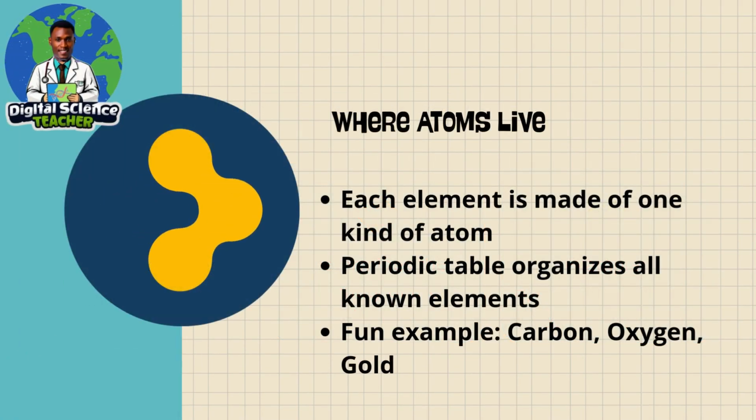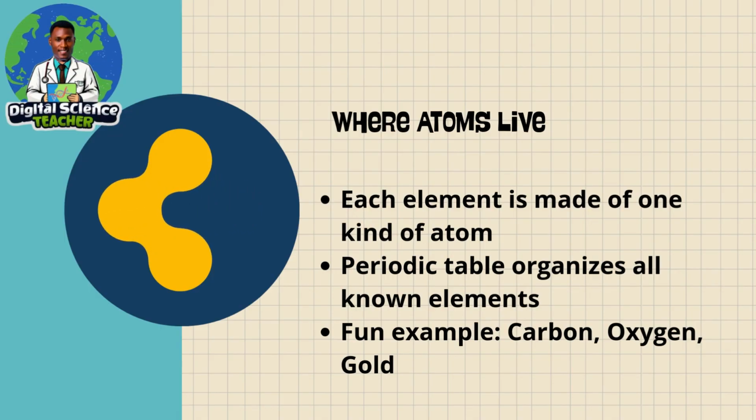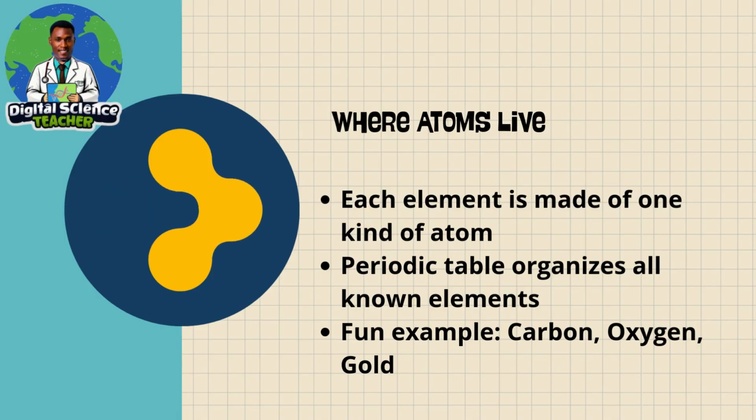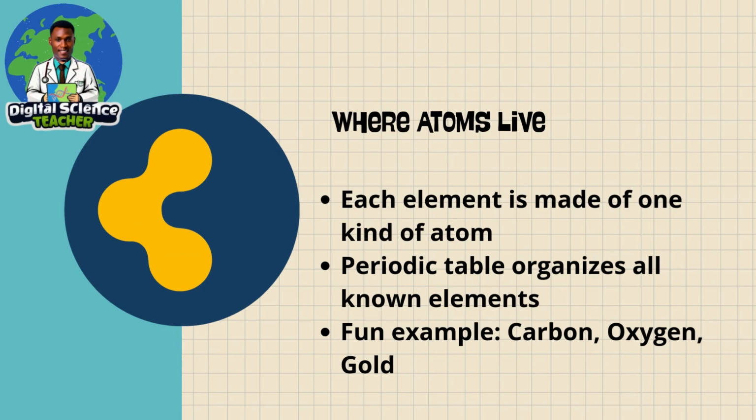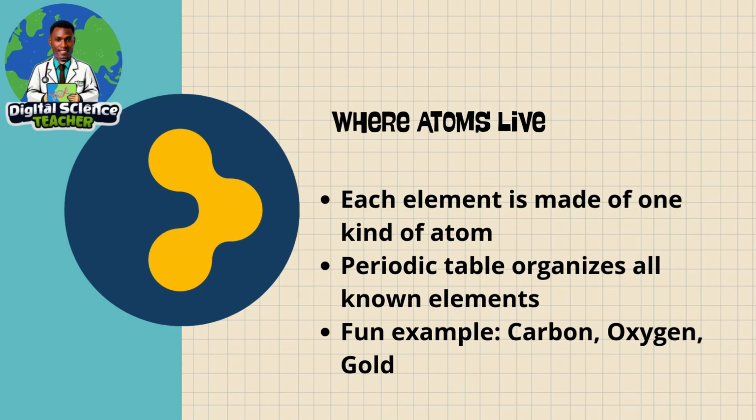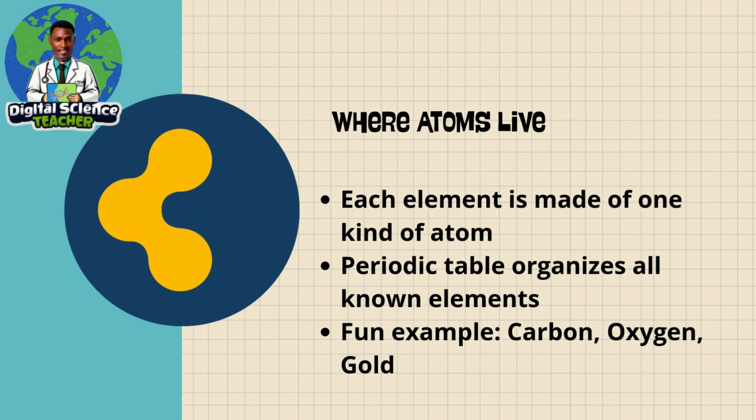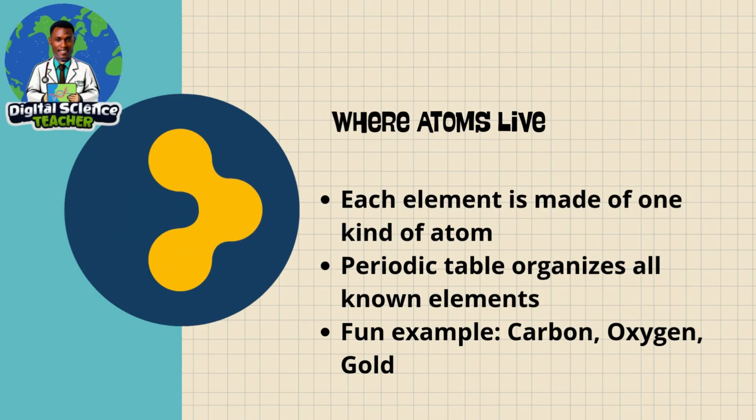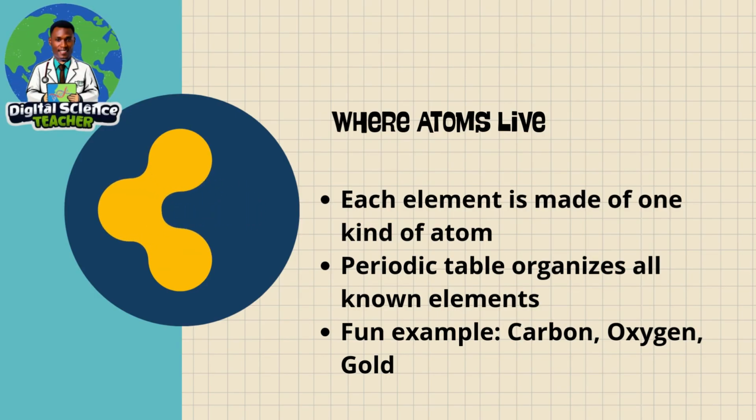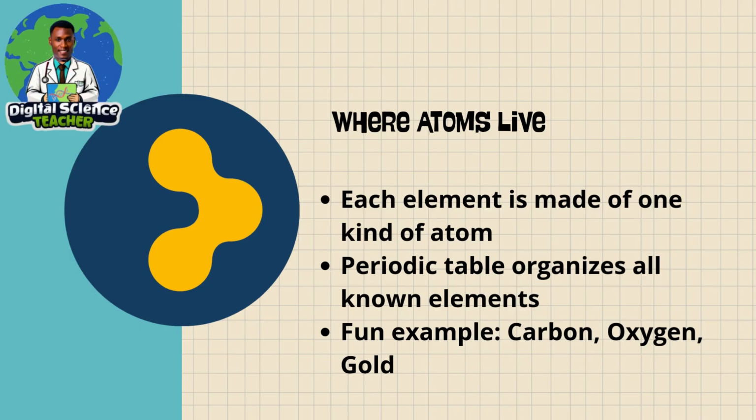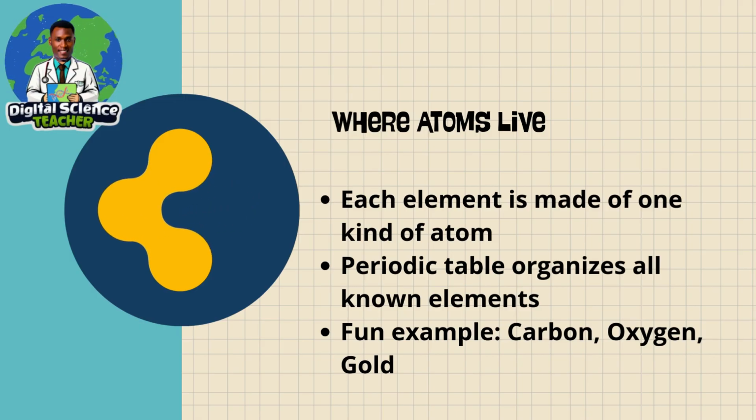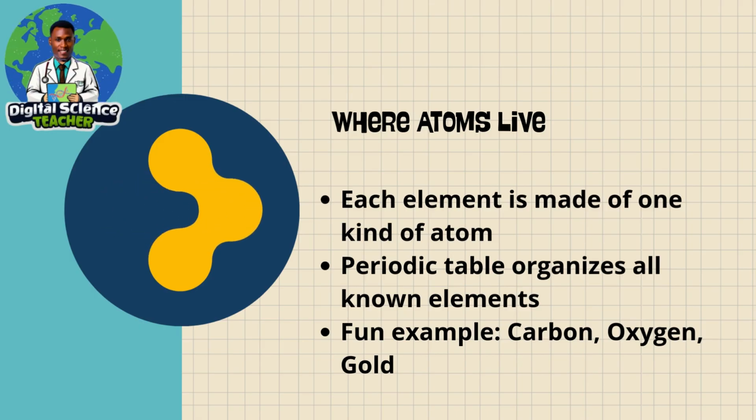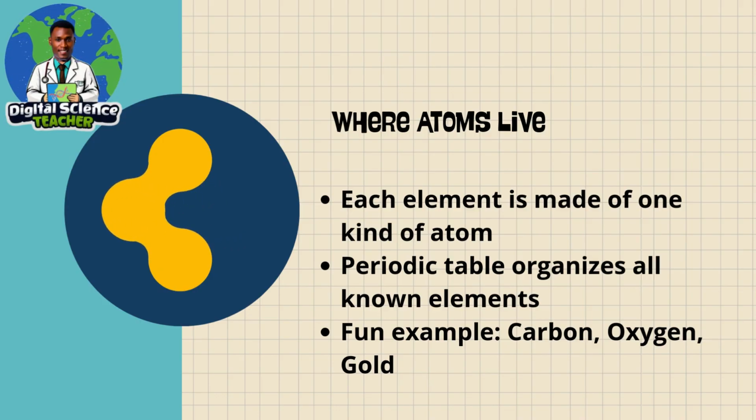So, can you guess where we can find elements? Now, each element is made up of one kind of atom, and all elements are organized in a special table called the periodic table. Examples of elements include carbon, oxygen, gold, iodine, astatine, and so on.